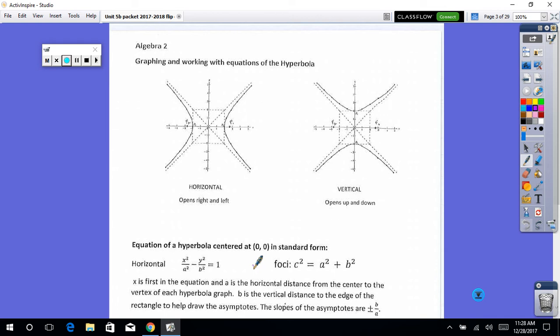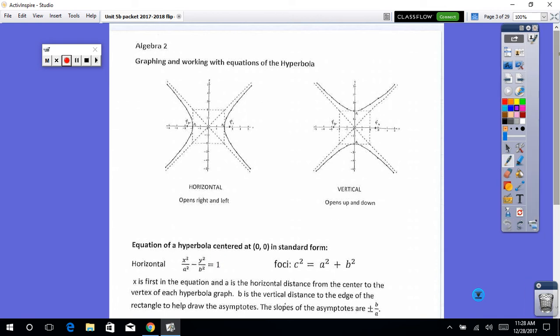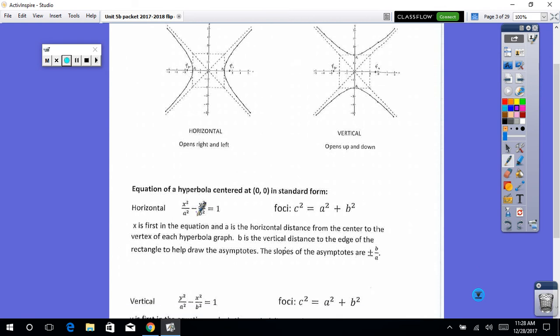Okay, as far as the equation goes, if you notice, the only difference here is that it has a minus sign in between instead of a plus like it did for an ellipse. I like to think of it this way: a plus in an ellipse held it together. A minus, if you think about magnets, pushed them apart. So it gives you the hyperbola look rather than the ellipse look. So the equations are very similar. Plus for an ellipse, minus for a hyperbola.